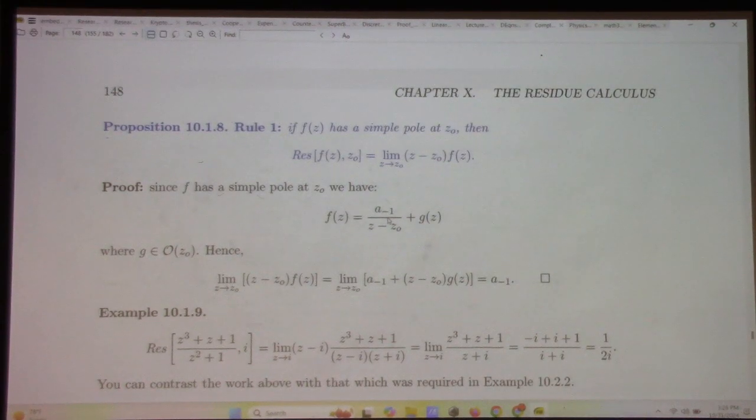So rather than going through the other rules for you today, we'll settle for rule number 1. There's 4 rules that you need to learn. Let me actually make an example and show you what we can do with this.